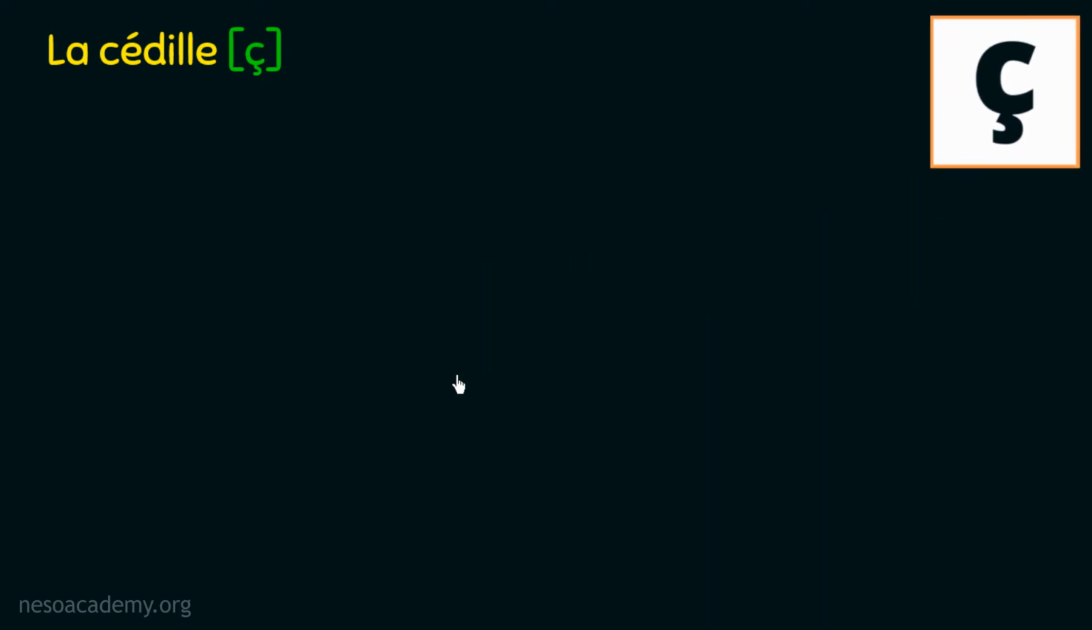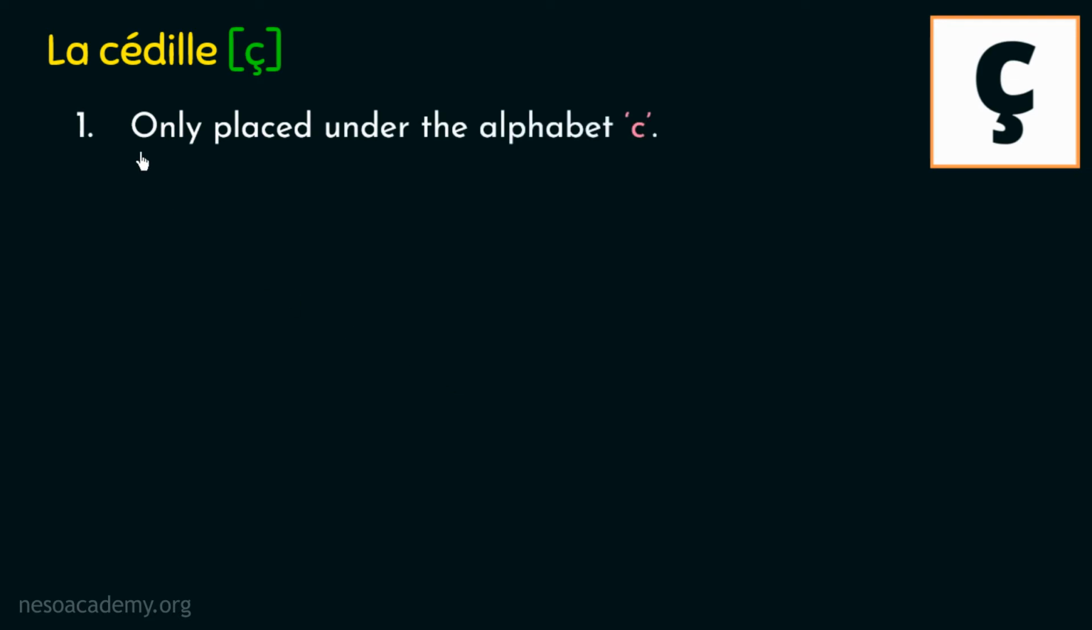Now let's talk about this accent in more detail. So starting from point number 1. Point number 1 states that the accent cédille is only placed under the alphabet C.